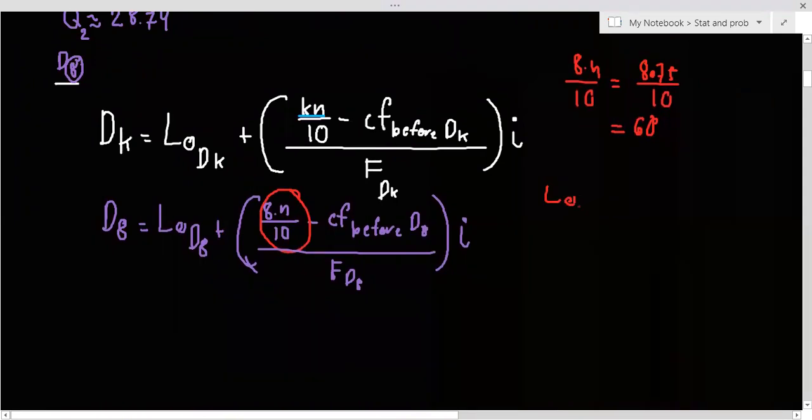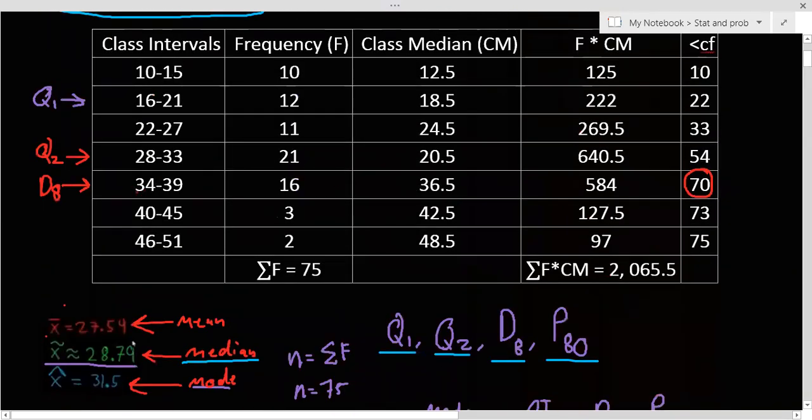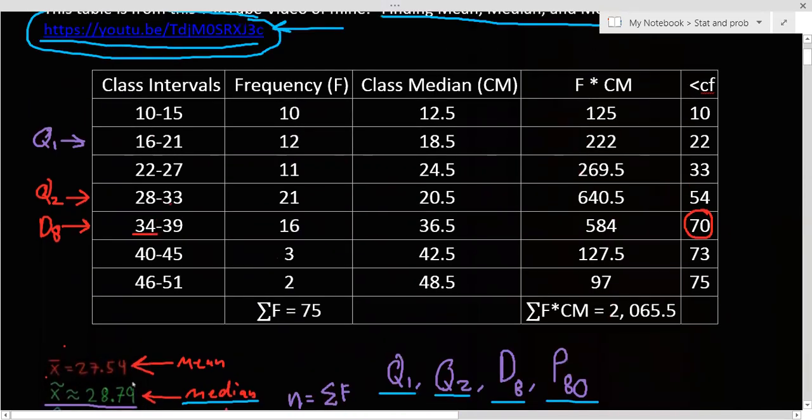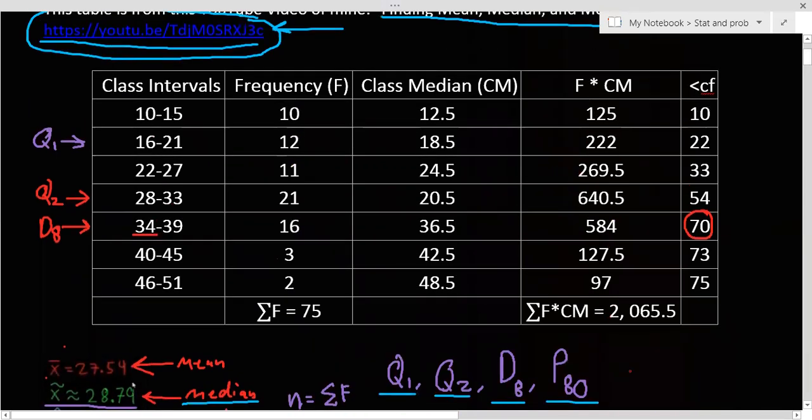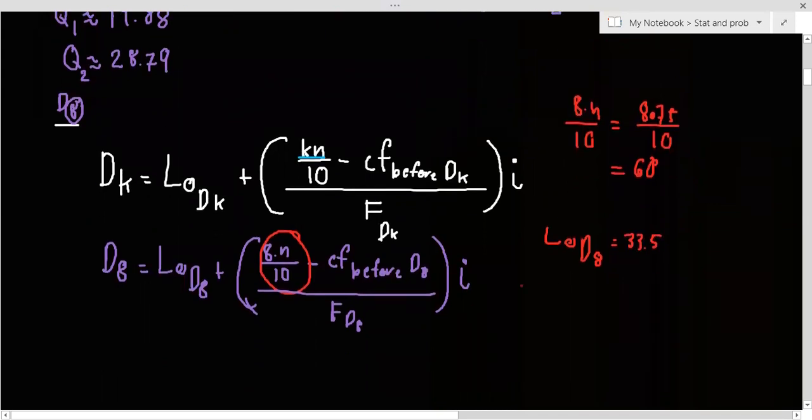Let's start with getting the lower boundary of the 8 decile. So dito, we have 34 to 39. Let's now subtract 34 by 0.5 to get our lower boundary. So makukuha natin dito ay 33.5. Okay? Next, kunin natin si CF before 8 decile or cumulative frequency before the 8 decile.